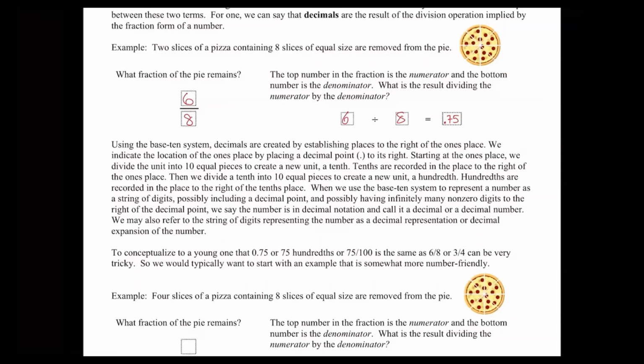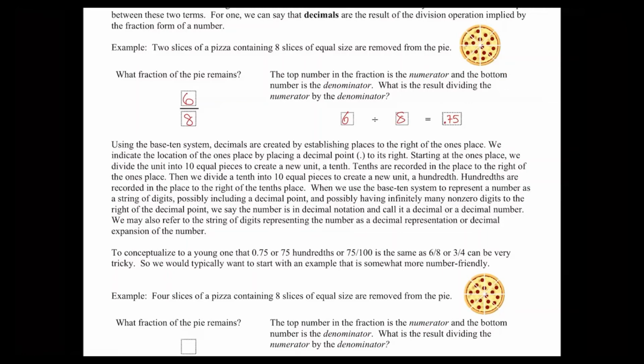All right, so to conceptualize to a young one that 0.75 or 75 hundredths or 75 over 100 is the same as 6/8 or 3/4 can be very tricky. I mean, some people stopped being good at math when fractions were introduced. Right? That's part of it. It's a conceptual understanding of it that caused that to happen. Right? So we would typically want to start with an example that's somewhat more number friendly. So we don't want to jump into a 0.75 because the student's going to be like 75 out of 100, but I only have 8 slices.